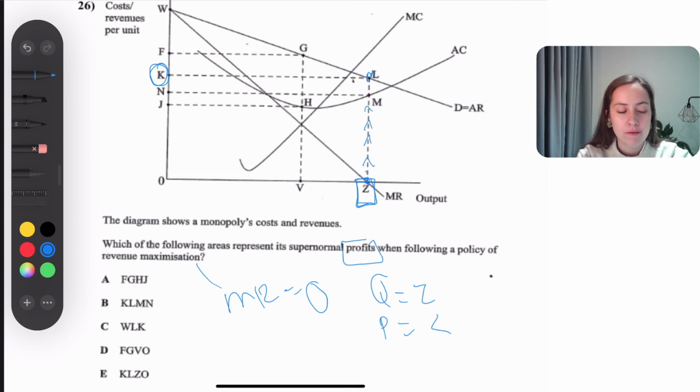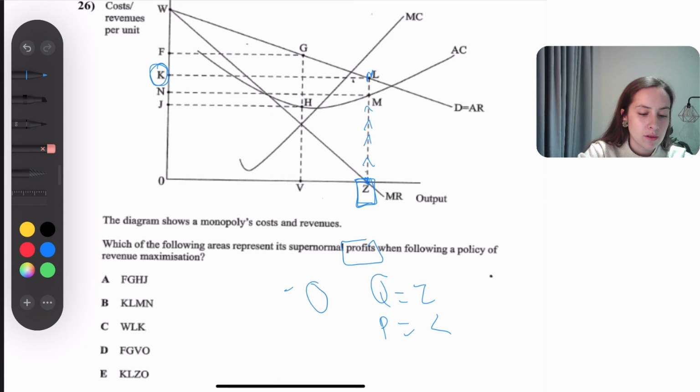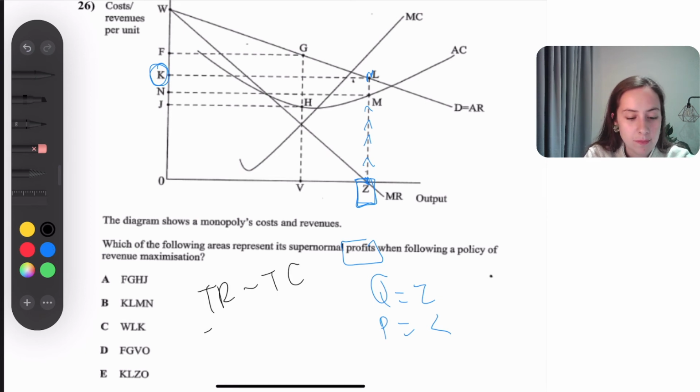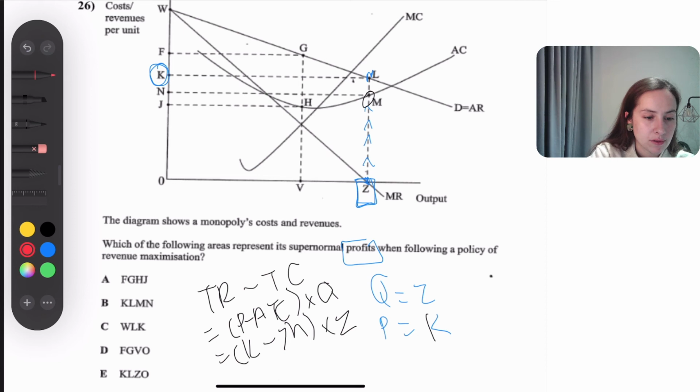And we are asked to work out profits. Profit is revenue minus costs, so it is P minus ATC times Q. The price is K, K minus the average costs, which are M, times Z. If you worked out that box, it would be this box, that box. So it's K, L, M, N, giving you B.